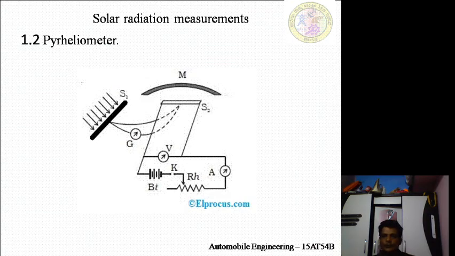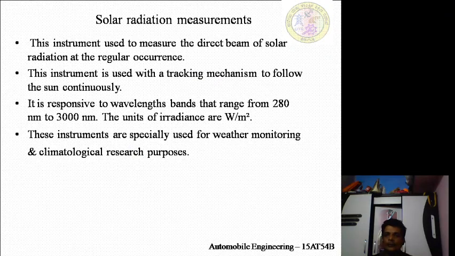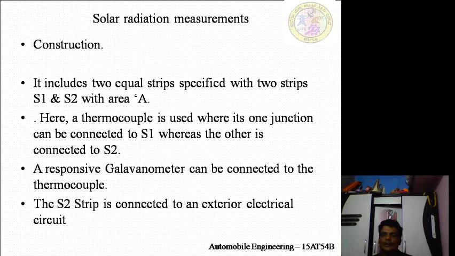Here the figure shows the circuit diagram of the pyrheliometer. It consists of two equal strips S1 and S2 with area A. A thermocouple is used where one junction is connected to S1 and the other is connected to S2. A galvanometer is connected to the thermocouple. The S2 strip is connected to an exterior electrical circuit.